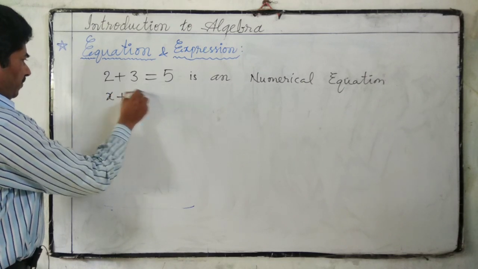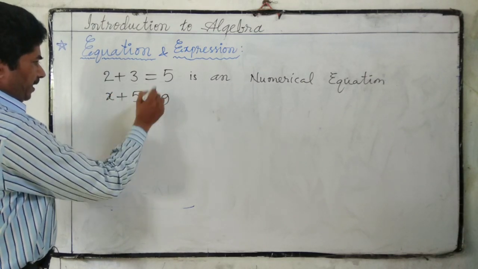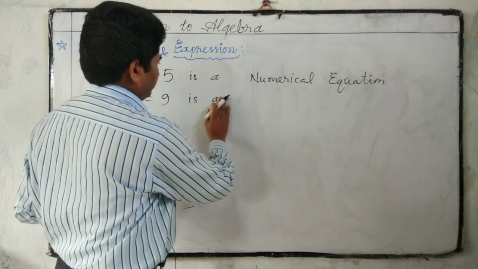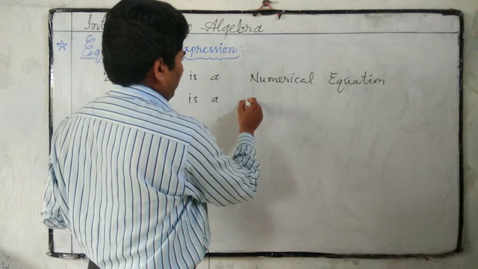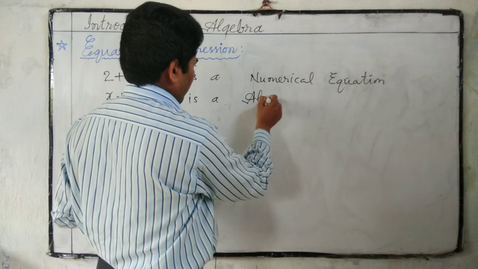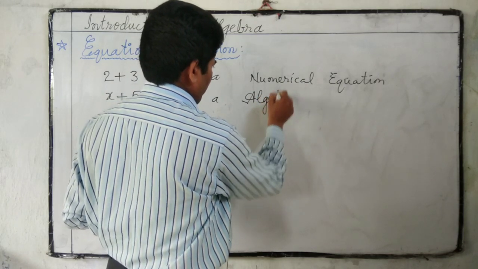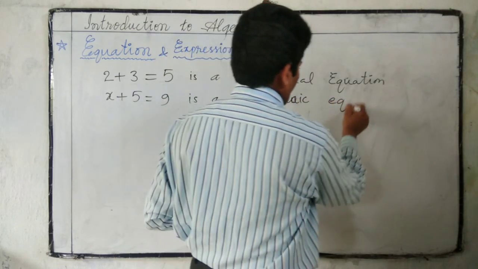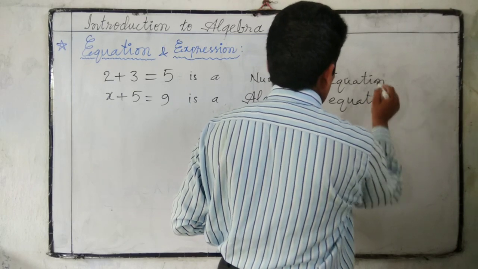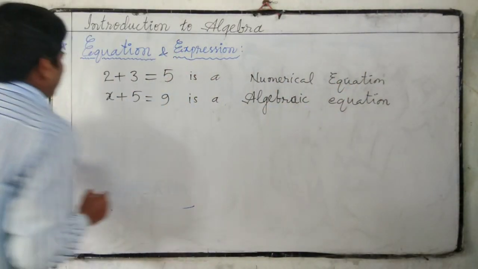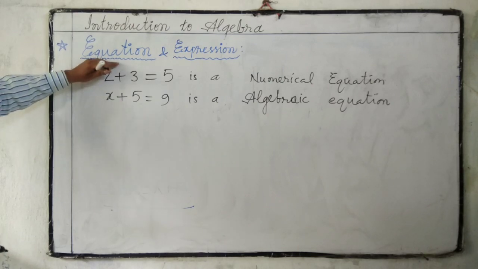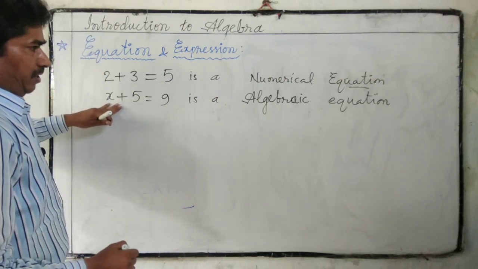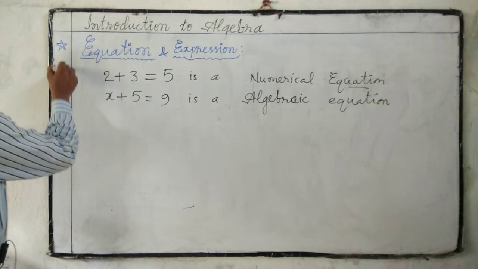X plus 5 is equal to 9 is an algebraic equation. These are examples for equation. This is a numerical equation. This is an algebraic equation.